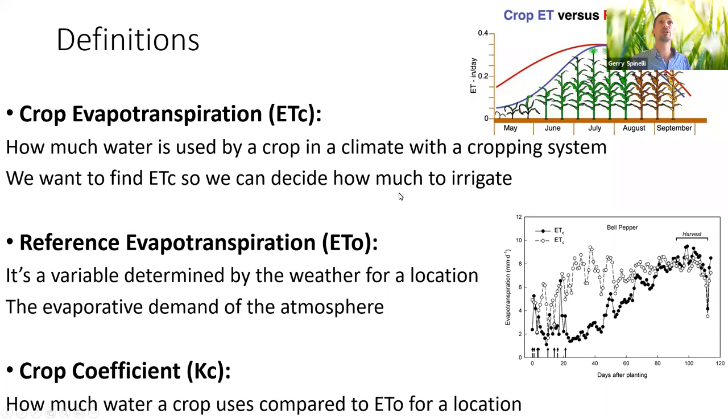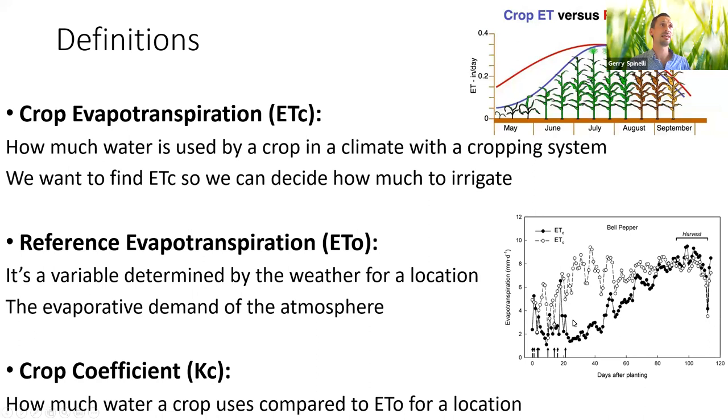Reference evapotranspiration is the one in the map at the beginning, and it is determined only by the location where you are and by the weather, just like air temperature or the wind. When you think about evapotranspiration, you can think about the evaporative demand of the atmosphere. If I'm here today in Escondido, how much does my atmosphere require water to evaporate? How fast does it require water to evaporate?